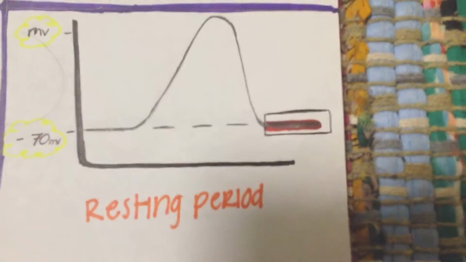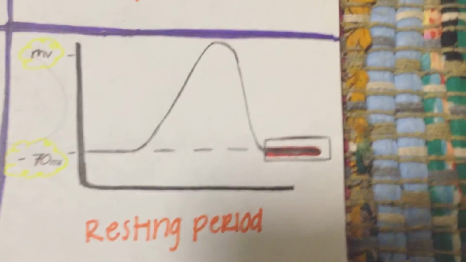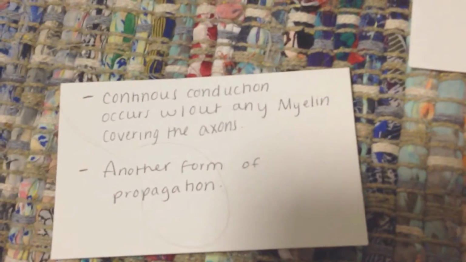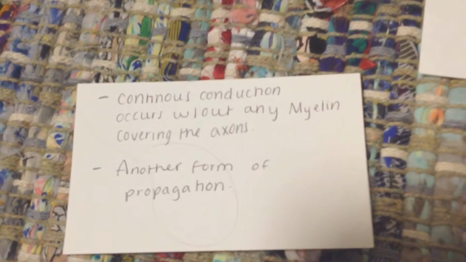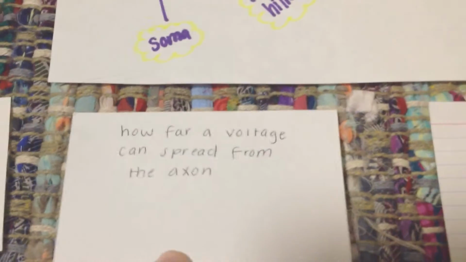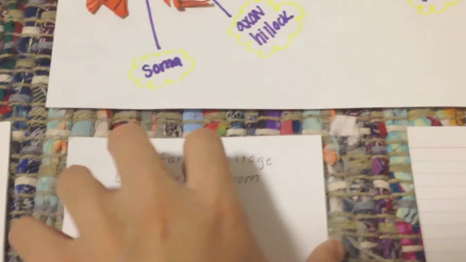There are a few more terms we'd like to go over that pertain to action potential. There is continuous conduction, which is what occurs without any myelin covering the axons. It is another form of propagation, but not very efficient to use. And there is length constant. Length constant is how far voltage can spread along the axon.